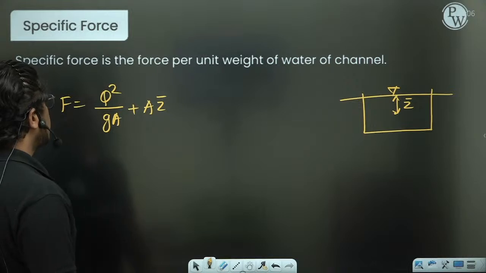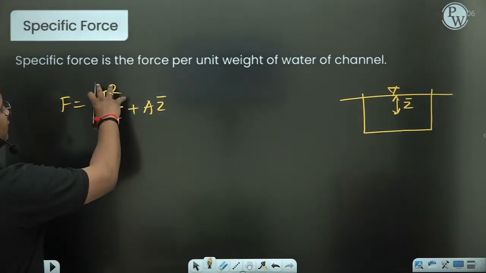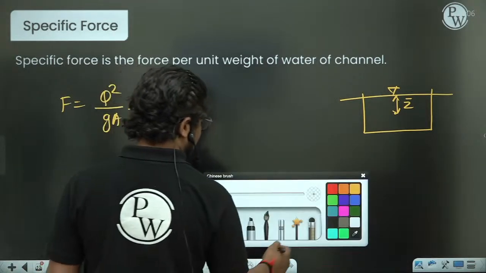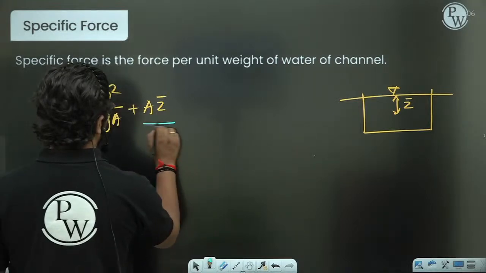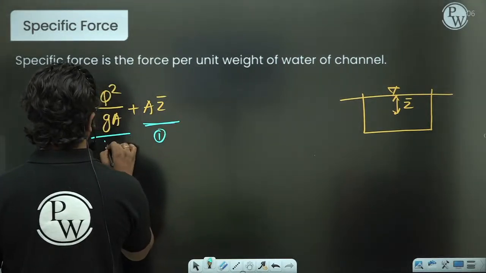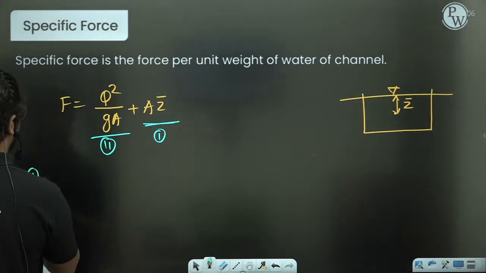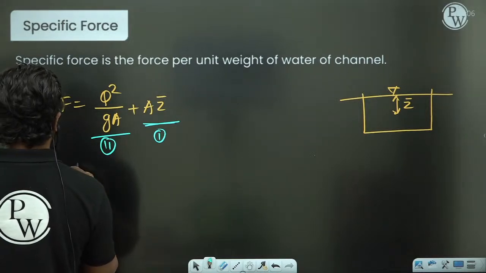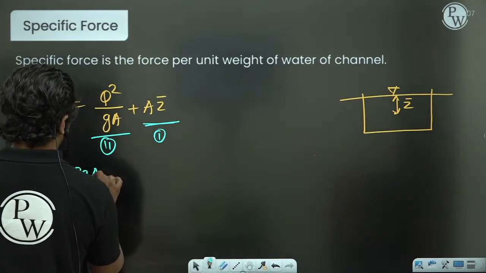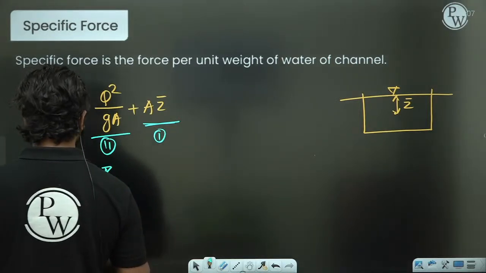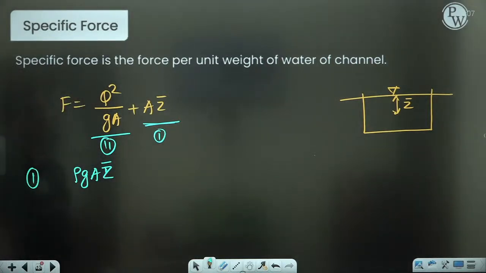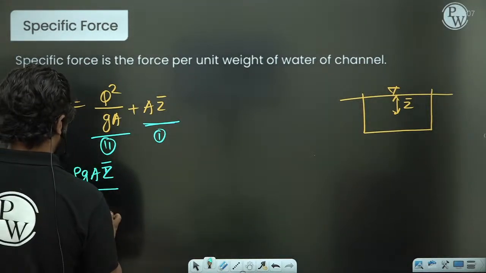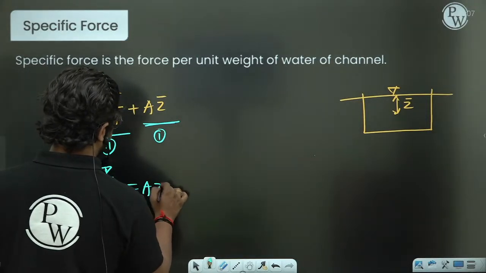Q you already know. So this F is basically a combination of two parts, momentum flux as well as hydrostatic force. If you see this part, this is the first part, this is the second part. Look at how the first part comes. You know the hydrostatic force formula. One force will always be hydrostatic force, so rho g A into Z bar. Now per unit weight, I am dividing by specific weight, so this becomes A into Z bar.